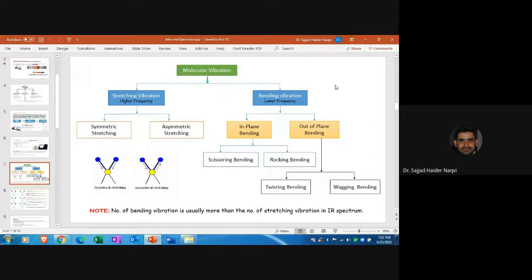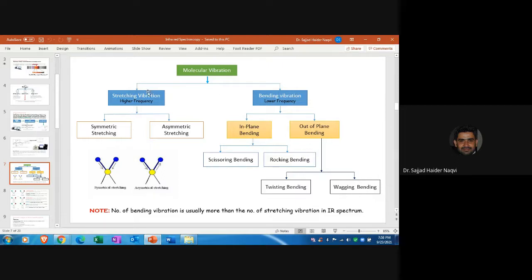So as I said, as a result of the specific IR quantized light being absorbed, there is a change in the vibration, as I said earlier. And I mentioned to you that vibration could be of two types, stretching and bending. Now here comes the detail. What is stretching vibration and what is bending vibration? When the IR quantized light is absorbed, it results in the vibrational change of the sample. And that vibrational change can either be a stretching vibration or a bending vibration.